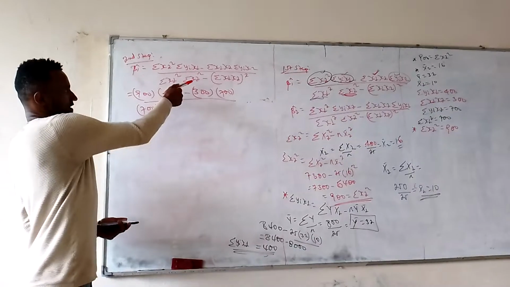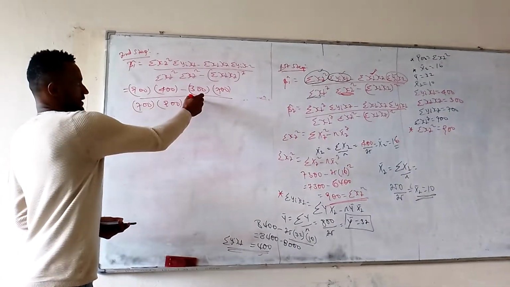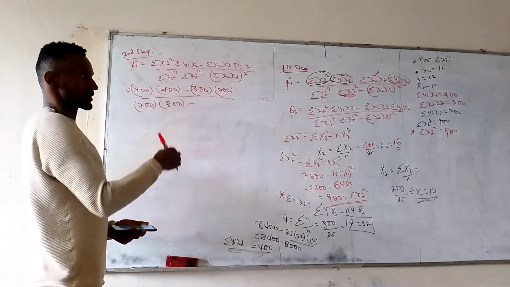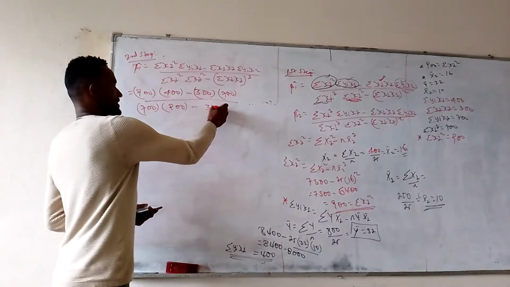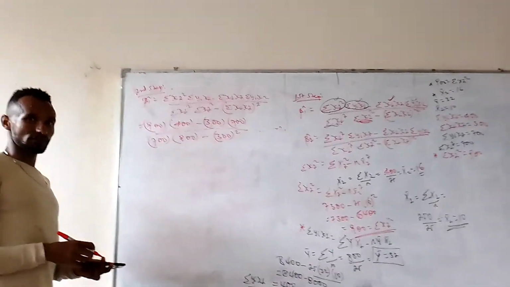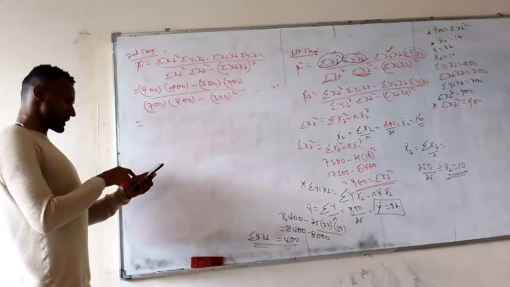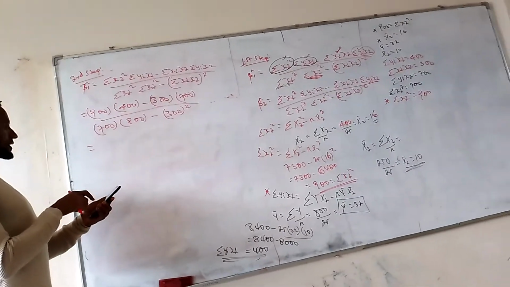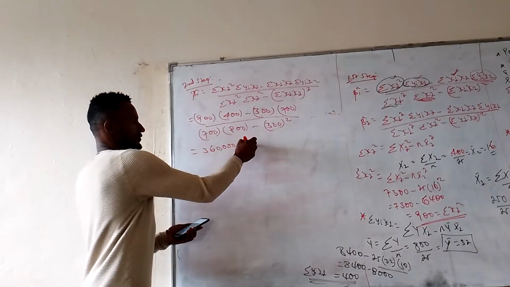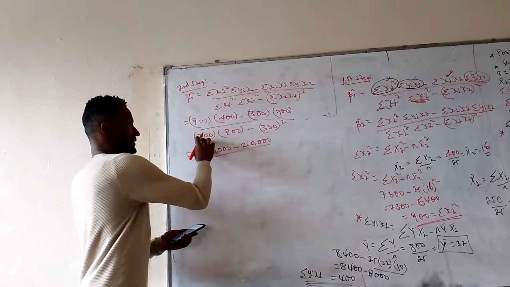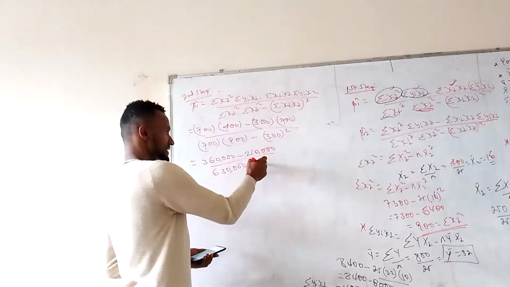The summation of x1 the whole square is 700, times the summation of x2 the whole square, that we have 900, minus the summation of x1 x2 the whole square. We have to take the square of the summation of x1 x2, which is 300. Therefore, let me use the mobile calculator here. 900 times 400 is 360000, minus 210000, divided by this product, 63000, minus the square of 300, which is 90000.